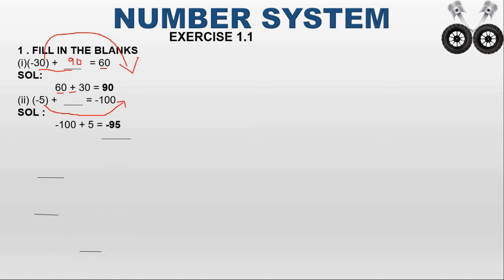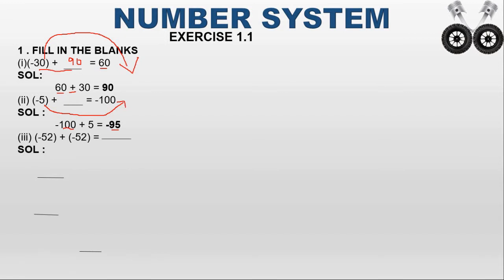Both have different signs. They are different integers. That means we have to subtract and put the sign of the biggest number. So 100 minus 5, the value is 95. Which is the biggest number? 100 is the biggest number. What is the sign here? It is minus. So minus 95.